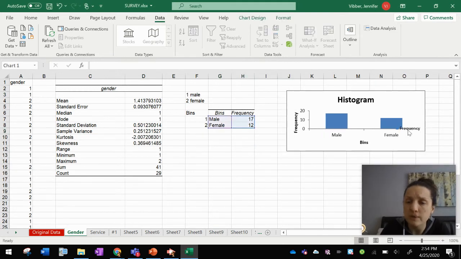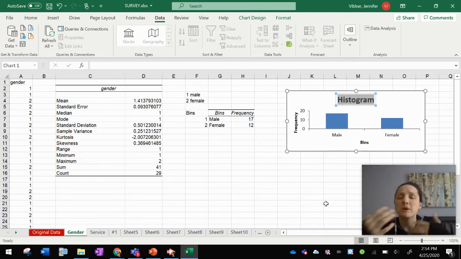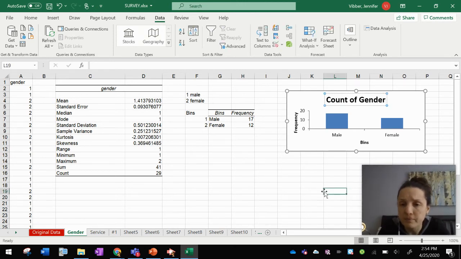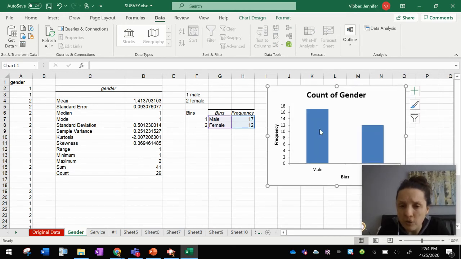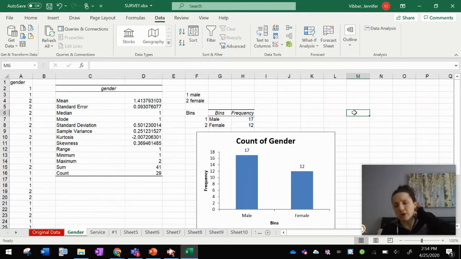I don't need that. I need a good title. I'm going through this fast, but I just want to show you, here are things you can do with this. So count of gender. And this is really hard to look at, so I'm going to stretch it out a little bit. I'm going to do that other thing where I go to add data labels, and there were 17 men and 12 women. Ta-da!